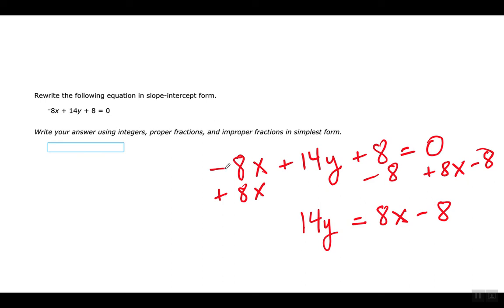Listen, the quick way of doing it is just say this is minus 8x, so I'll put it on the other side and put positive 8x. And plus 8, put it on the other side and put minus 8. All right, that's the quickest way to write it.